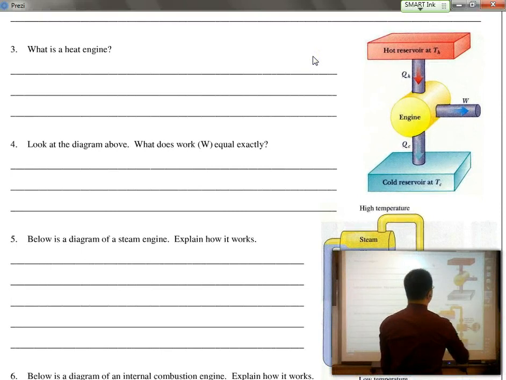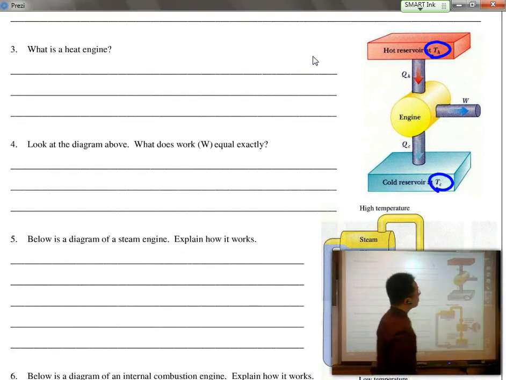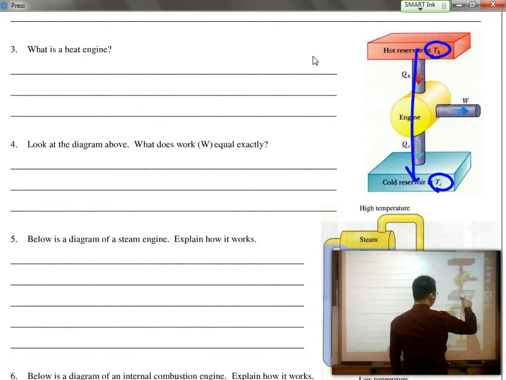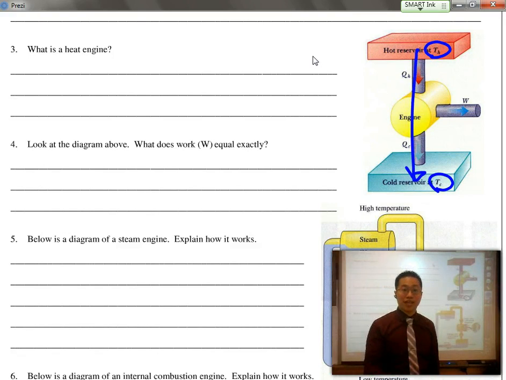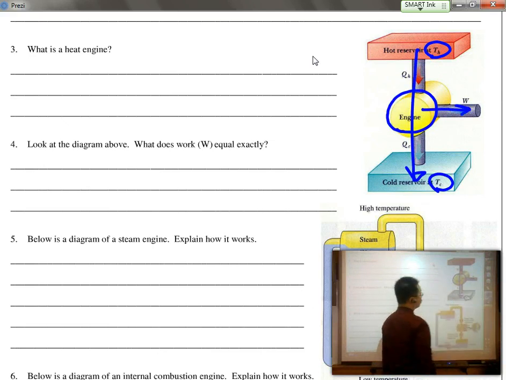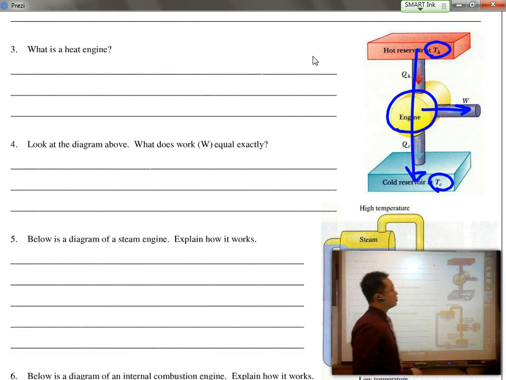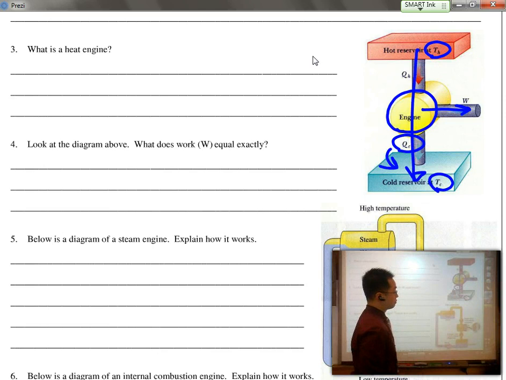basically, we start with a higher temperature and a lower temperature, hot and cold. Heat will always flow spontaneously from the higher temperature to the lower temperature. But as the heat is being taken out, we can use up some of that energy within our engine and turn that into useful work. And whatever energy is left over gets deposited in the cold reservoir.